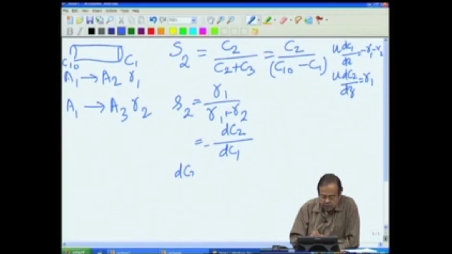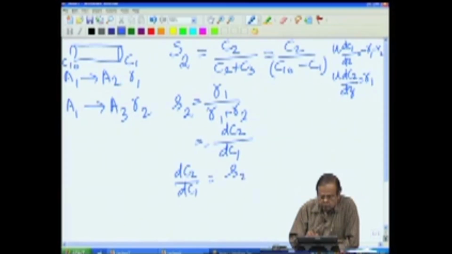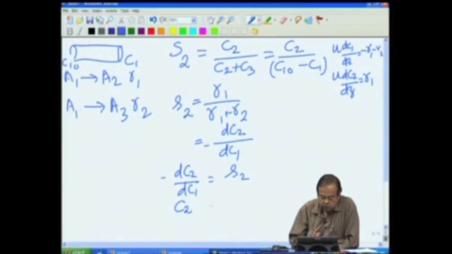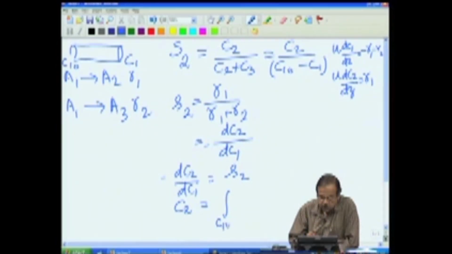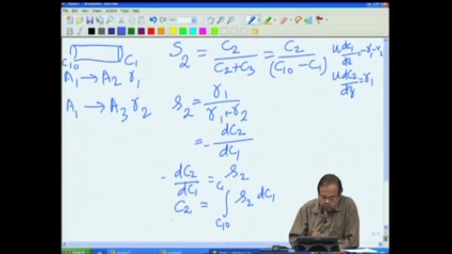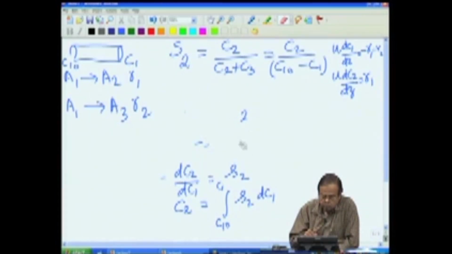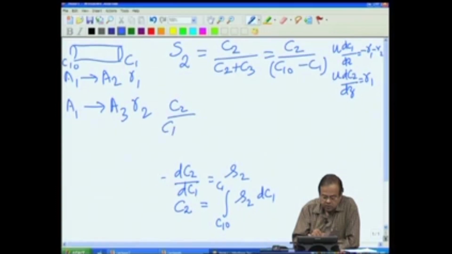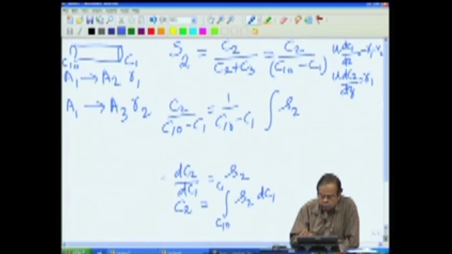So, now I can write minus dC2 by dC1 is S2, and then I can therefore write C2 as integral C10 to C1 of S2 dC1, and therefore write C2 by C10 minus C1 is 1 over C10 minus C1 integral S2 dC1 from C10 to C1.